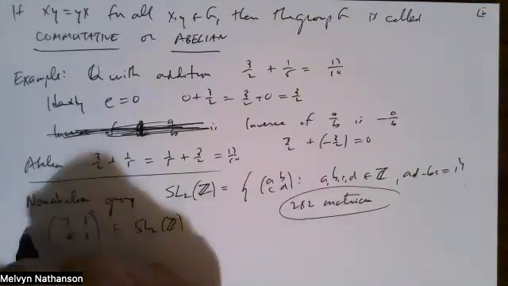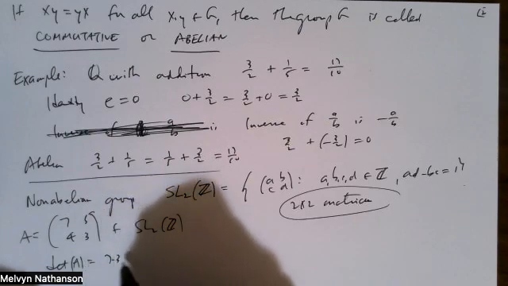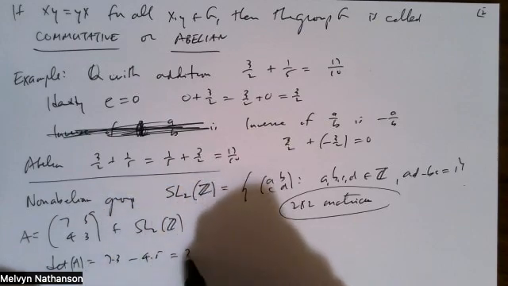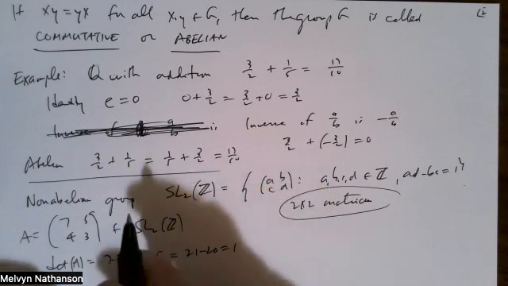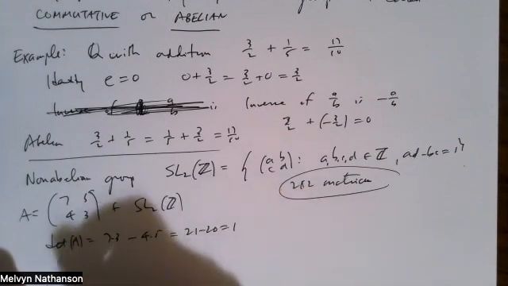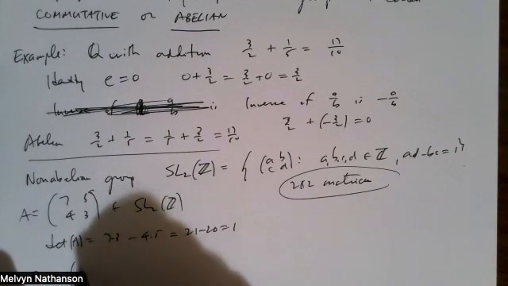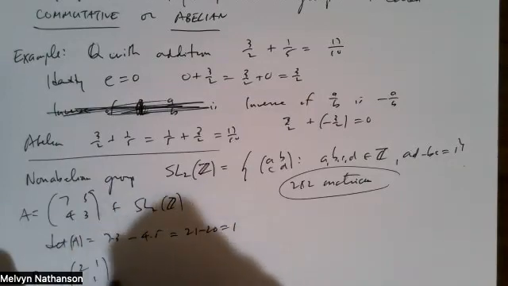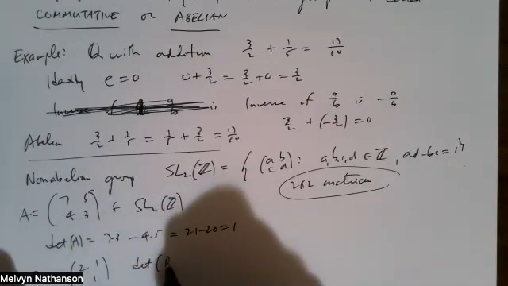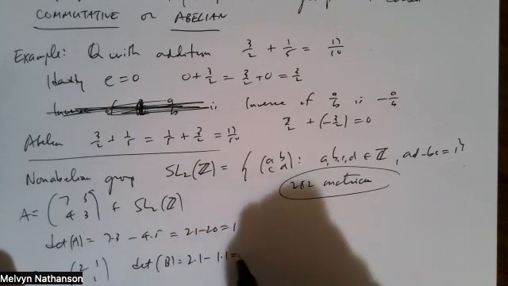So for this matrix, let's call this A, the determinant of A is 7 times 3 minus 4 times 5, is 21 minus 20, is 1. So this is an element in the group. And suppose I take another element in the group. So suppose I take B equal to 2, 1, 1, 1. Because the determinant of B is 2 times 1 minus 1 times 1, is 2 minus 1, is 1.